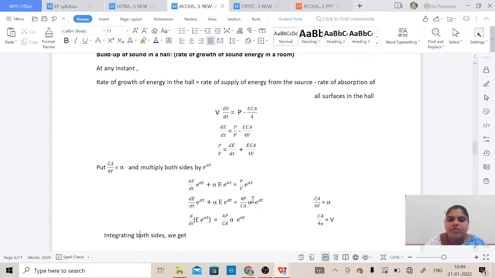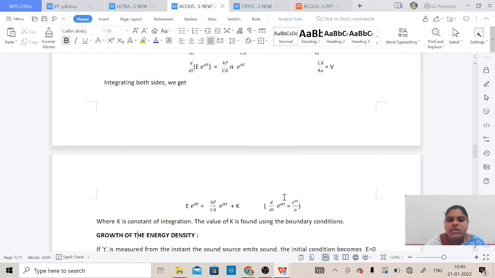So from this term, whenever the value CA by 4V equals alpha, we need V. So V equals CA by 4 alpha, which means 1 by V is 4 alpha by CA. Now d by dt of E into e power alpha t equals 4P by CA alpha into e power alpha t. Now we are integrating both sides, then we get the value like this.